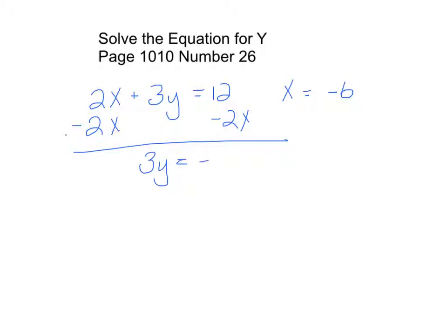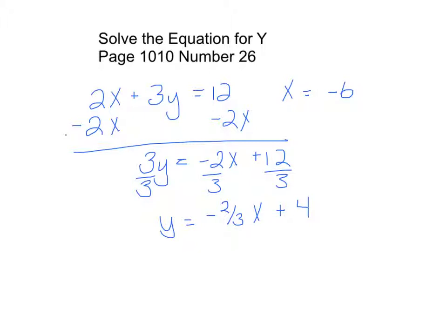I would rather have my -2x first because that's more of the form that slope-intercept comes from. And I'm going to add my 12 to the end. Now, to get rid of this 3, to solve for the y, I'm going to divide every term in here by 3, giving me y equals -2/3 x plus 4. Okay, so that's step 1 of the problem.